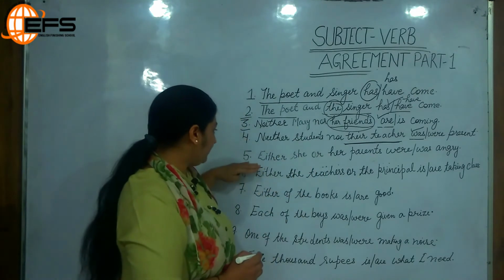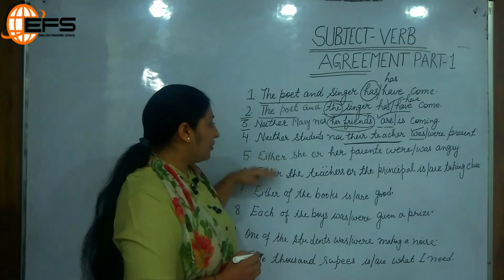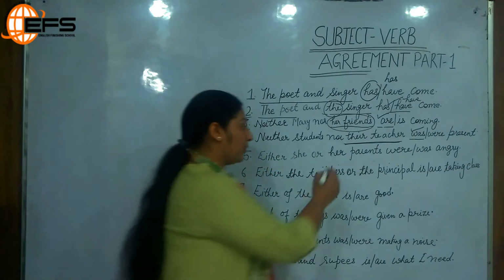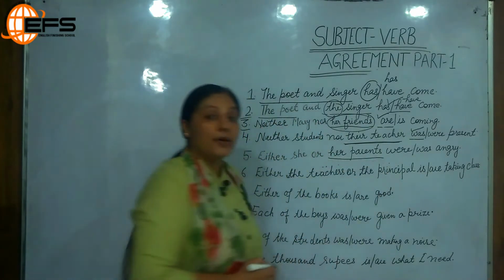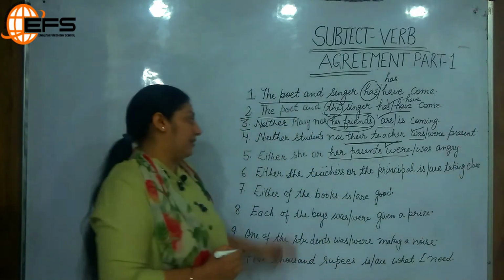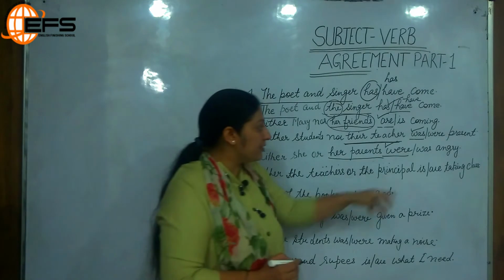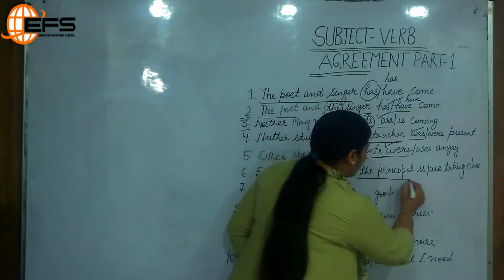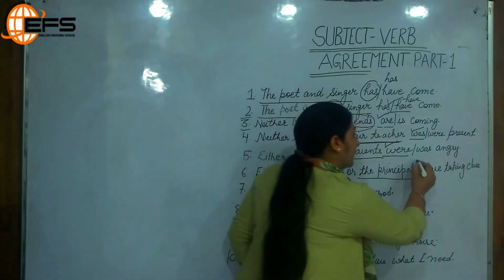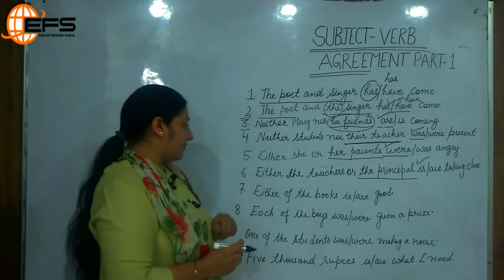Remember that. Same rule goes with the conjunction either or. Now, either she or her parents. So here we have second noun as her parents. So we'll choose the verb according to the second noun, that is parents, plural. Either the teachers or the principal. So we'll choose the verb according to the second subject, that is the principal. That is correct here.